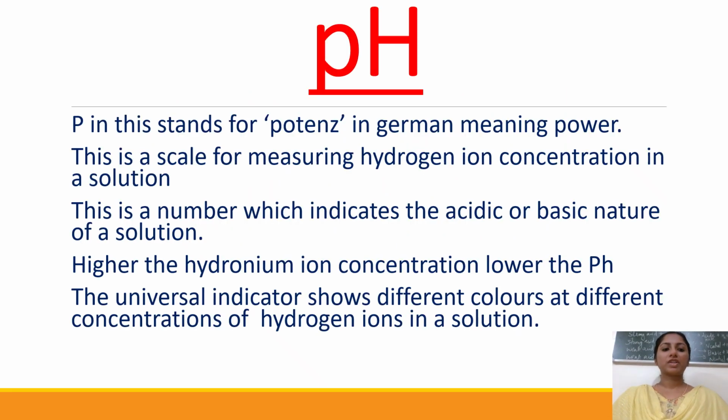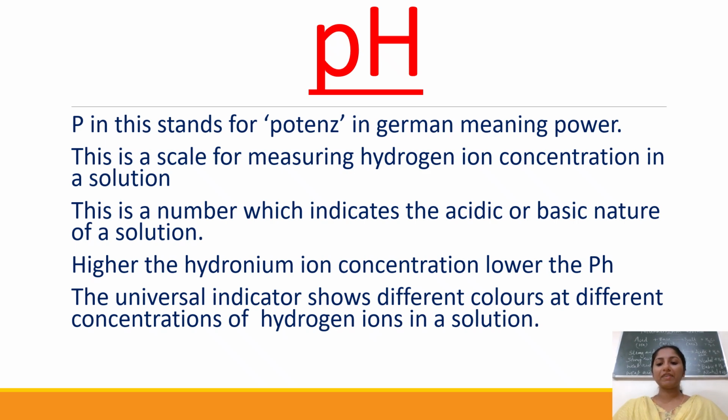So in pH scale, P stands for potence. In German, this P means potence. The word P means potence within this pH scale, and this potence means power. So this scale is used to measure the hydrogen ion concentration.